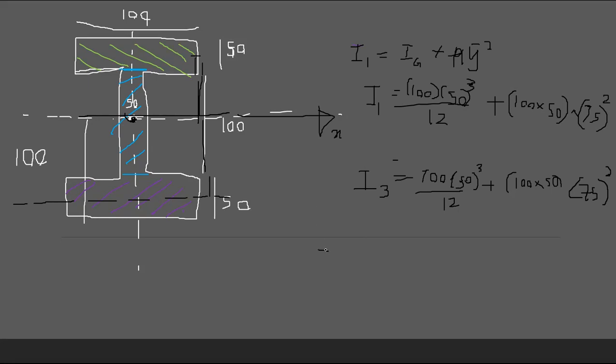So for I2, you don't need to use the parallel axis theorem, because the axis you need to find the second moment of area about is going through the centroid of that part. It's b d cube over 12. So to find IX, IX will be I1 plus I2 plus I3. That's an easier way to find this as well.